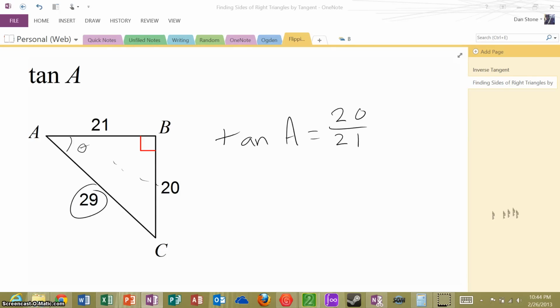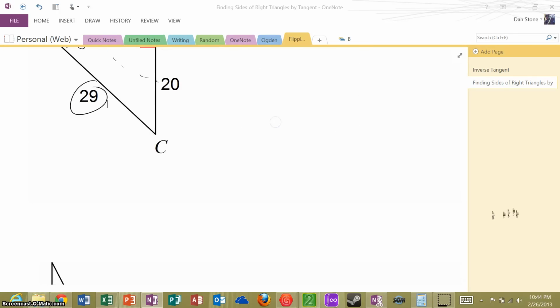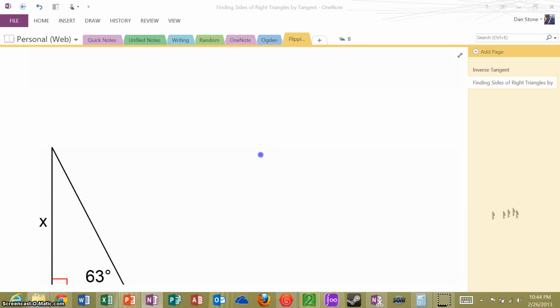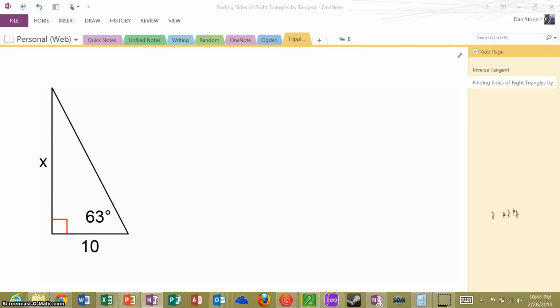So, what is this used for, you ask? Okay, well, let's see. Oh, what is this? We've got a missing side. We know we've got this side, we've got an angle measure here, and we've got this missing side. If we treat this angle right here as our theta, okay? Again, let me write down the formula. Tangent of theta is just your opposite over your adjacent.